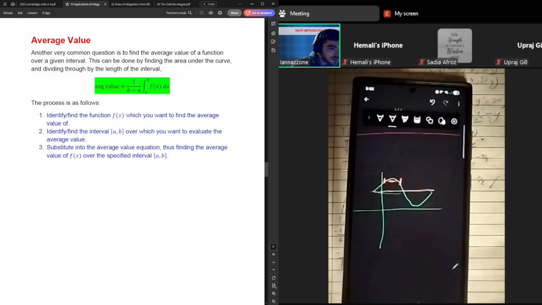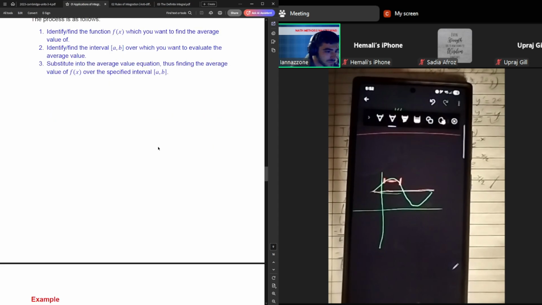So what do we actually do? Well, we need to identify the function that we want to take the average value of. That's a pretty quick thing. You want to find the interval over which you want to evaluate the average value. That's going to be your A and B values. And well, all you do is just sub in at that point. If you have A, B, and the function, that's all you need.